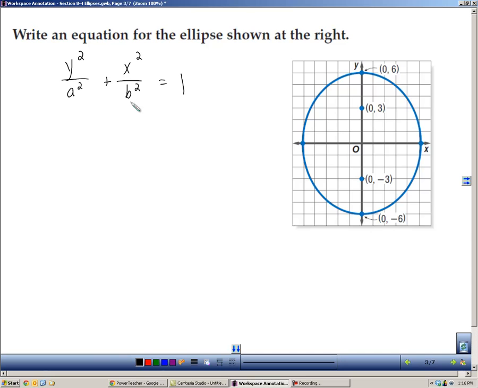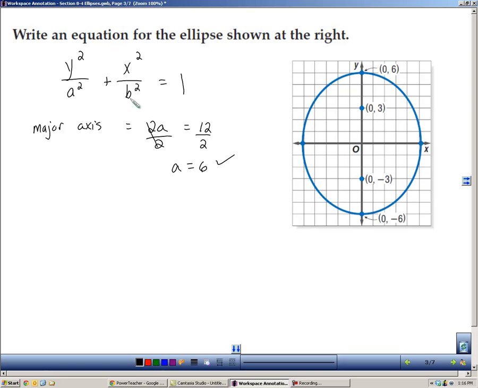Now if you go back to the key concept, you know that the length of the major axis is 2a. In mine, my major axis is 12 units, from (0, -6) to (0, 6). So in mine, 2a equals 12, which means if you divide both sides by 2, you get a equals 6. So that's one of the values that I need. The other thing I need is the b.